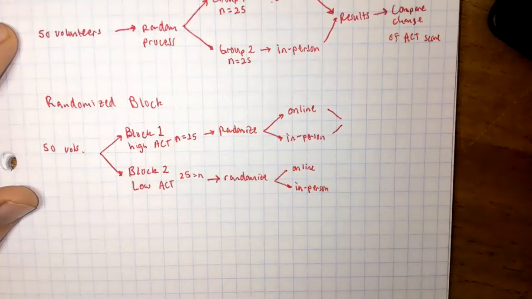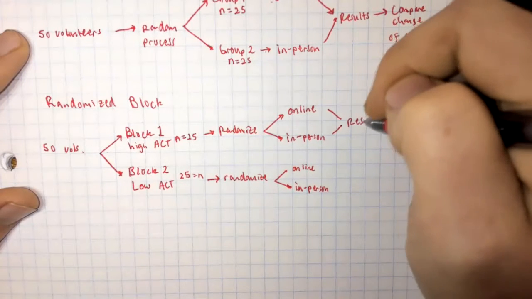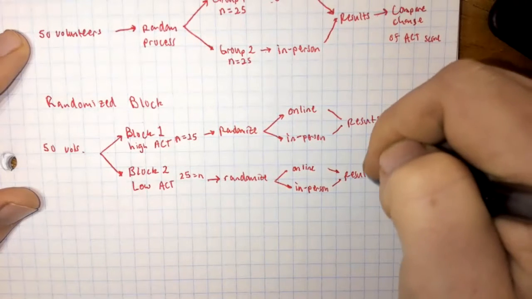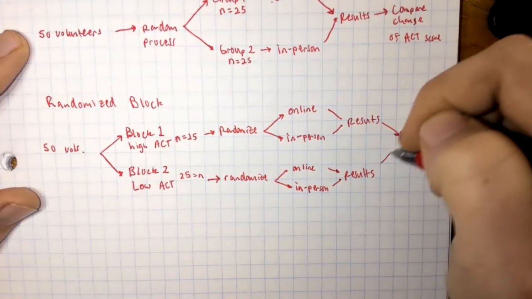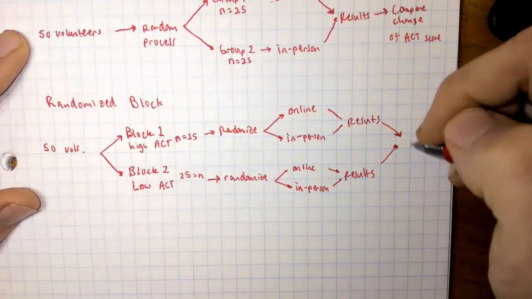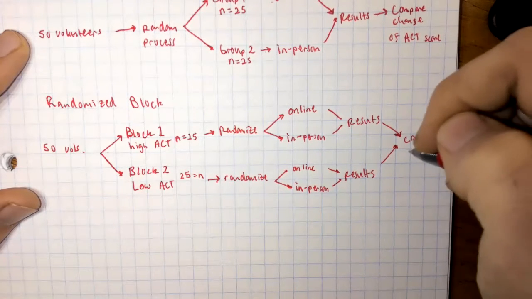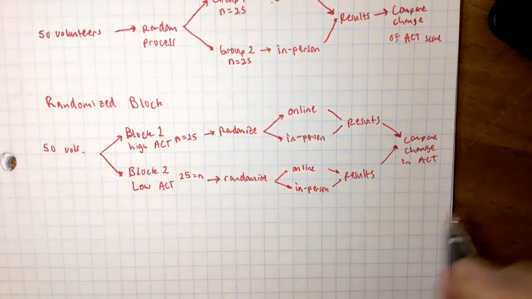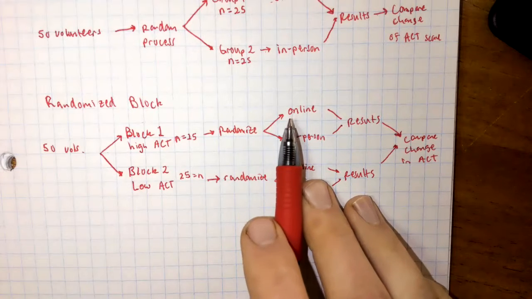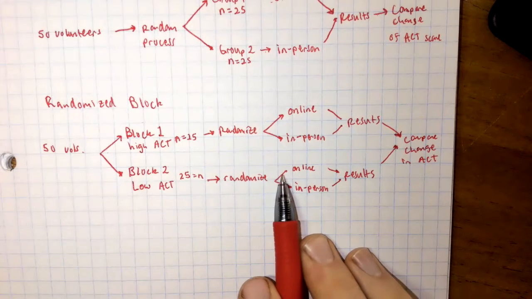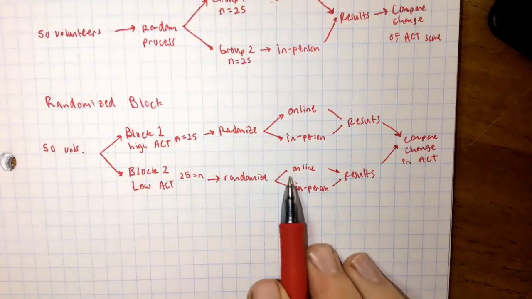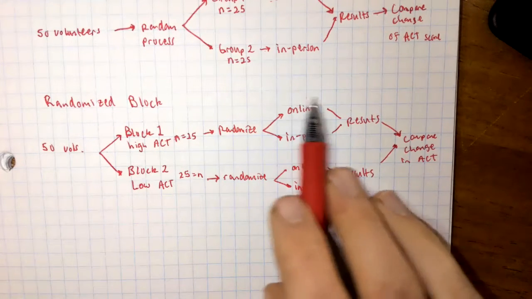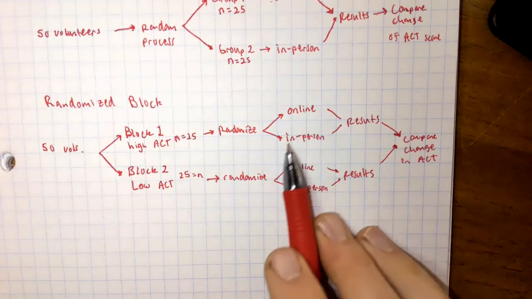Now, within these treatments, we can get results there, get results here. And finally, we can compare the effectiveness of our treatments. We can compare the change in ACT score overall. So again, what we've done is guaranteed that we have some low score ACT students taking the online prep course, and we've guaranteed that we have some high scoring ACT students that are taking the online prep course, and the same for the in-person.